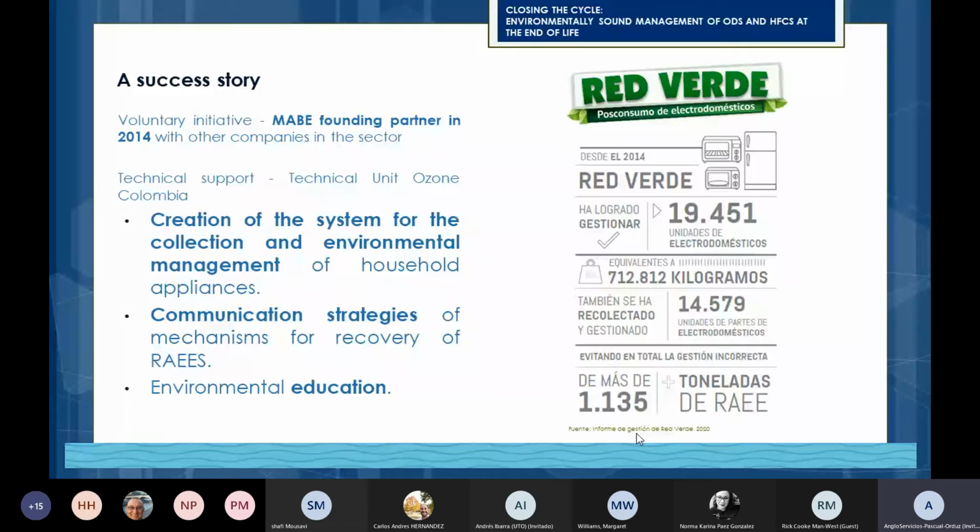More specifically, we'd like to share with you the experience we have lived in Colombia through creating Red Verde, the green network, which Nina has already introduced, and she's explained the context. It's an organization through Mavi, together with other producing companies. We've created this network to respond to PER and then develop activities after consumption activities to recover and manage the products in an environmentally sound manner.